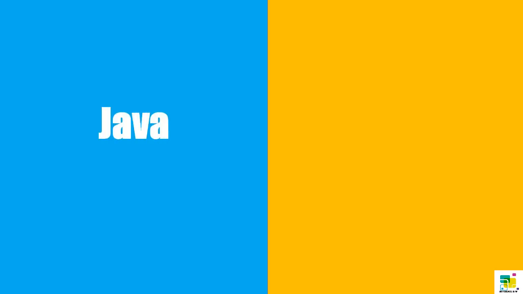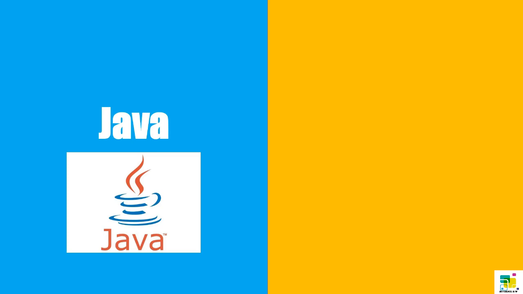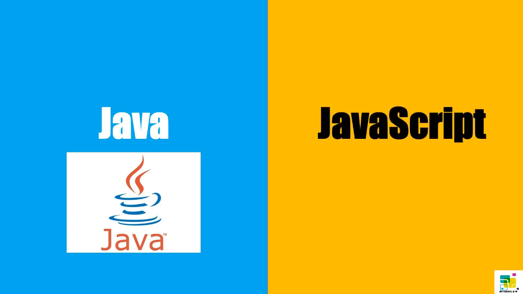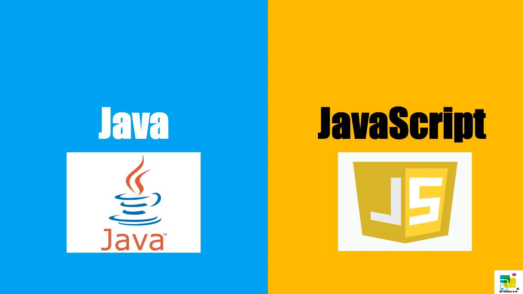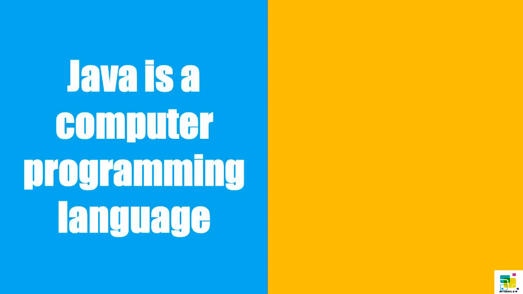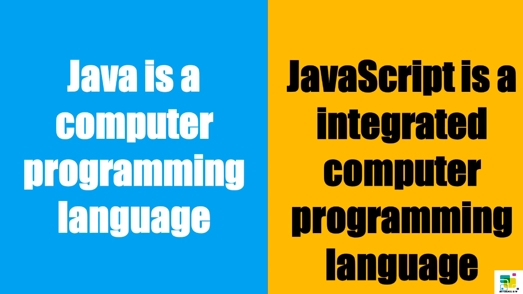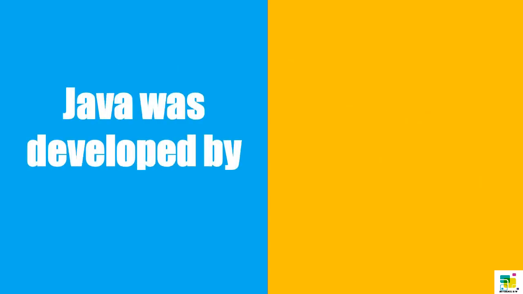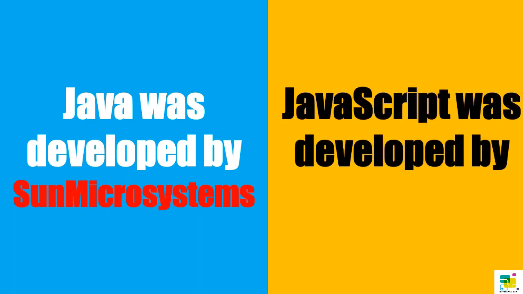In this video we will see the difference between Java and JavaScript programming language. So let's get started. If we are talking about Java, Java is a computer programming language. And JavaScript is an integrated computer programming language. Java was earlier developed by a company named Sun Microsystems, but on January 27, 2010, Sun Microsystems was acquired by Oracle.